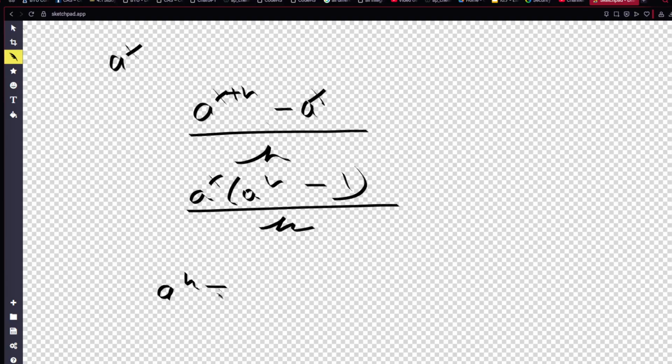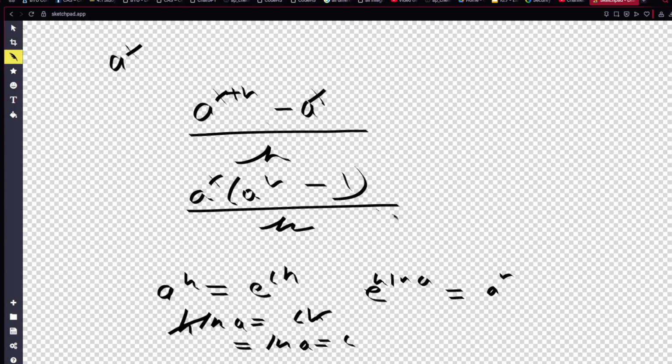So that means a = e^c, so a^h = e^(ch). We're going to ln both sides to get h ln a = ch, cross out the h, which means that ln a is equal to c. So that means a^h = e^(h ln a). So we're going to put that into there to get a^x times (e^(h ln a) - 1) over a certain variable h.